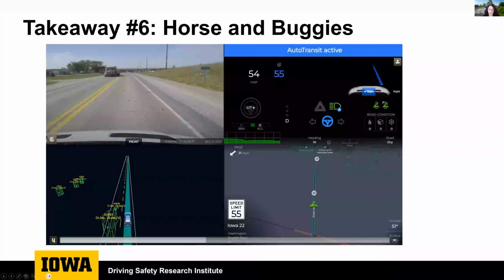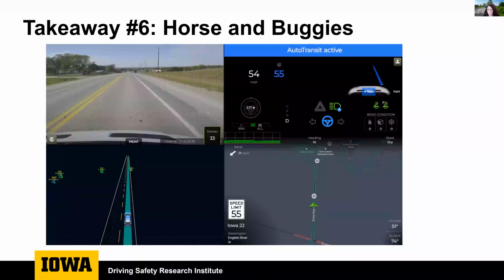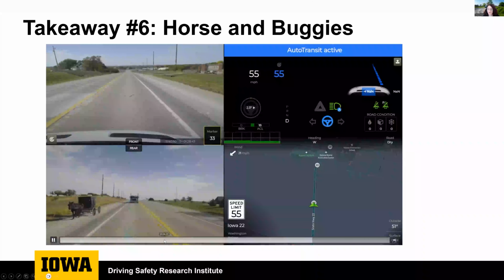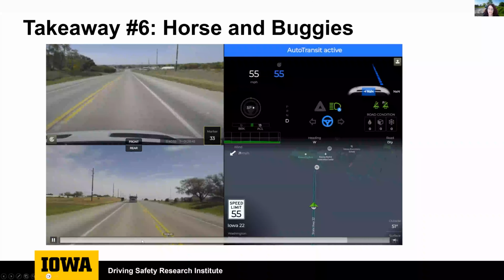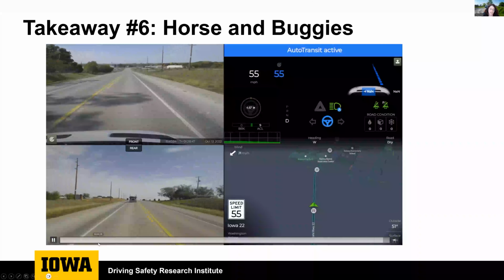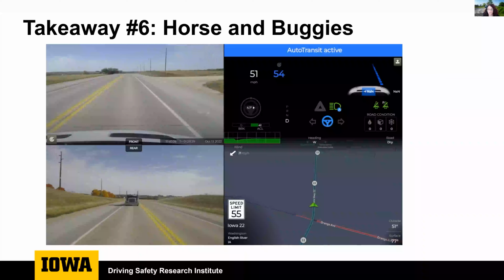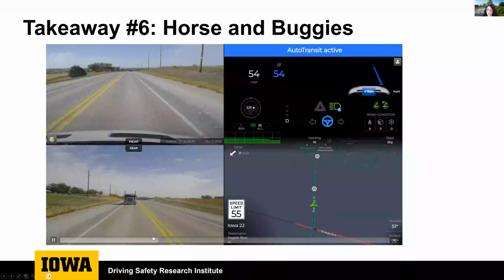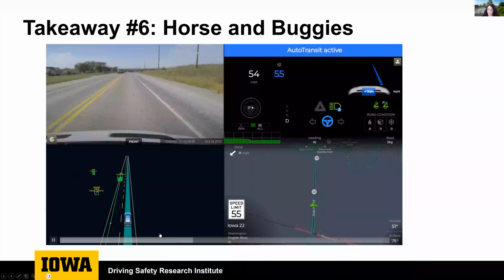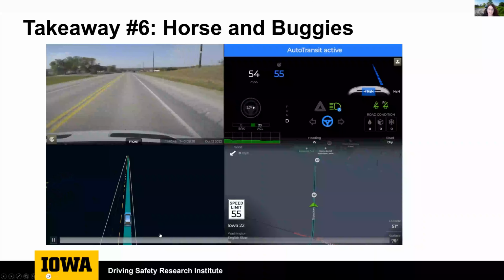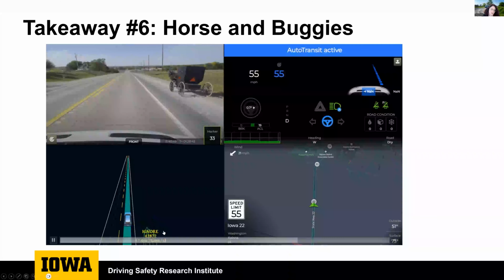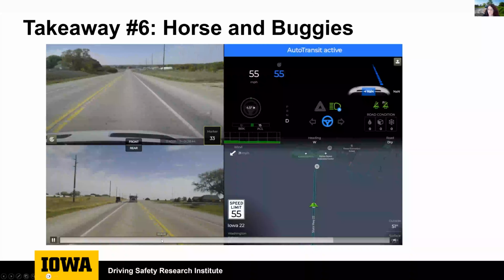Now this behavior works, but a human driver wouldn't approach this situation that way. A human driver knows that's a horse and buggy and not a vehicle. A human driver understands that that horse could get spooked. The human driver also understands there's people riding on that horse and buggy and may appreciate a little bit of leeway. So a human driver might slow down a little bit, may steer towards the center line, maybe even cross it if there's no traffic coming.